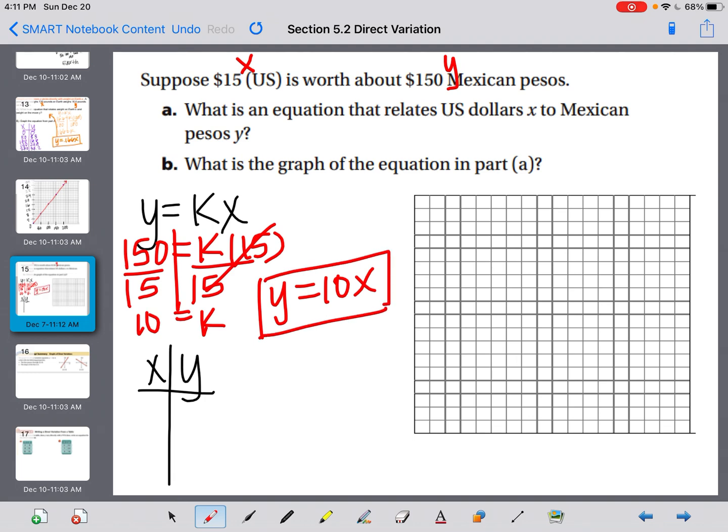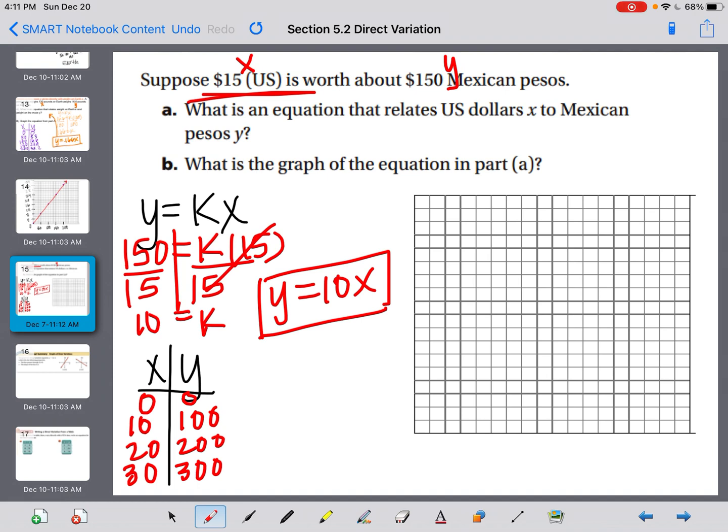All right, we don't need any negatives on this one either because we can't have negative US dollars. So we're going to start with 0, 10, 20, 30, whatever you want to do. But when I plug this in, 0 times 10 is 0, 10 times 10 is 100, 10 times 20 is 200, and 10 times 30 is 300.